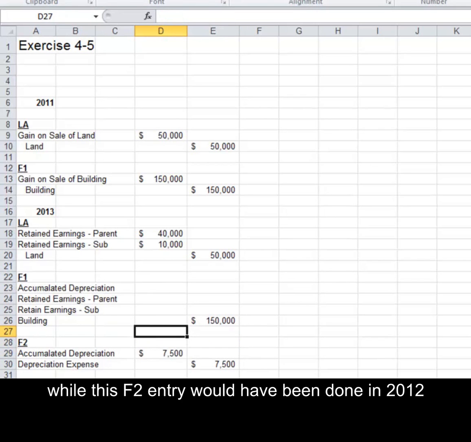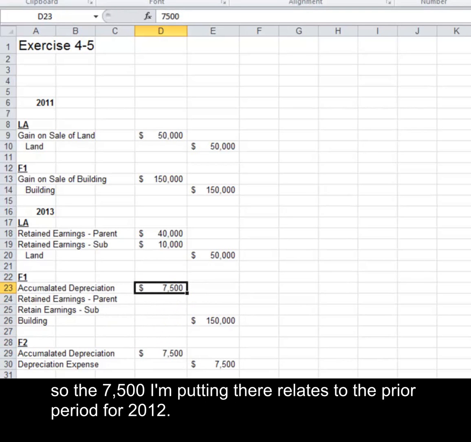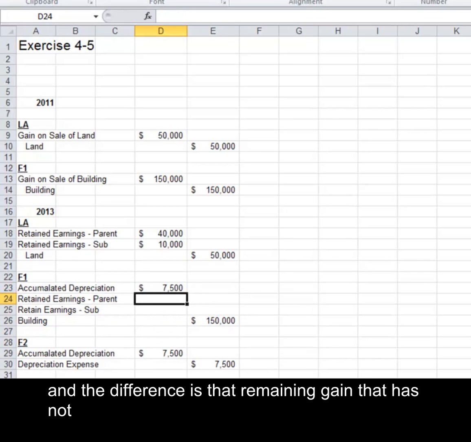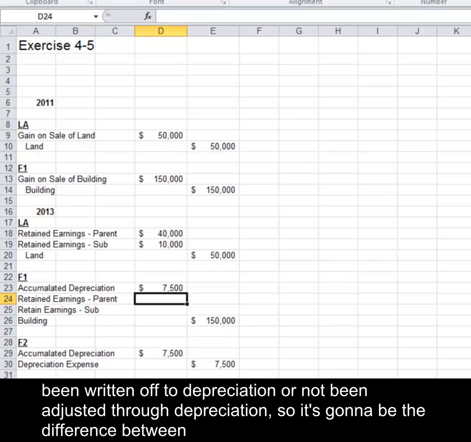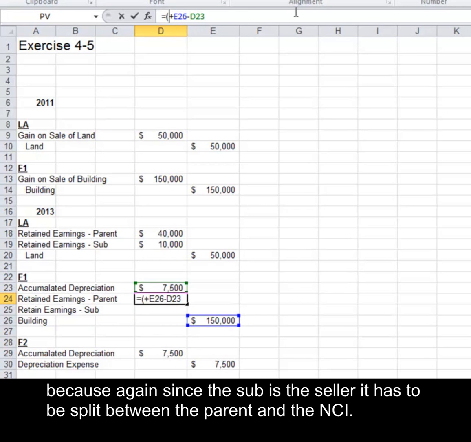Well, this F2 entry would have been done in 2012, and remember the worksheet doesn't get closed to a ledger, so we have to accumulate what would have happened in prior periods. So the $7,500 I'm putting there relates to the prior period for 2012. We'd continue to accumulate depending on how many years have elapsed. And the difference is that remaining gain that has not been written off to depreciation or not been adjusted through depreciation. So it's going to be the difference between our total gain and what has been depreciated. And then we need to take that by the ownership percentage, because again, since the sub is the seller, it has to be split between the parent and the NCI.